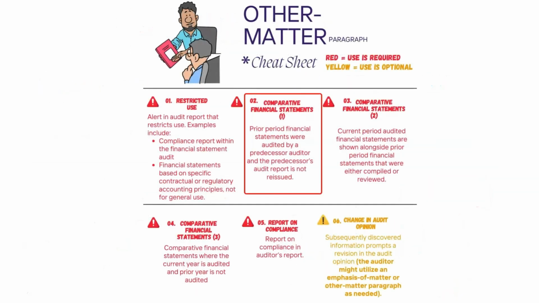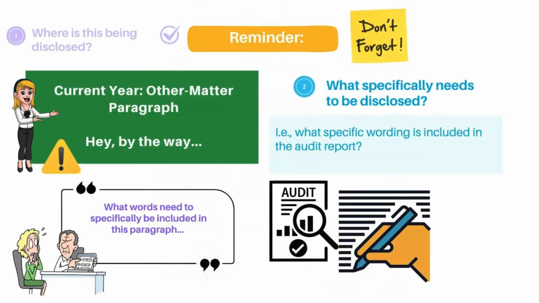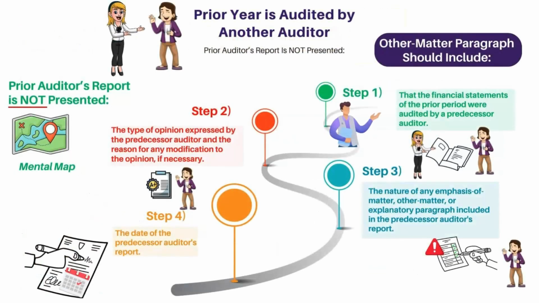All right, so pull out that cheat sheet and note that this is the matter that we're now drilling into. So if the prior year report is not reissued, then you need to know what is included in the other matter paragraph. Right, this is question number 2. What specifically is being included in this paragraph? All right, so we need to include that the financial statements of the prior period were audited by a predecessor auditor. We need to disclose the type of opinion expressed by the predecessor auditor in the prior year and the reason for any modifications to the opinion if necessary.